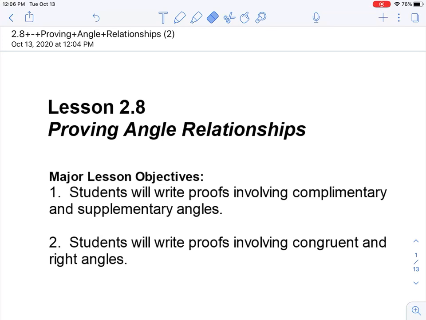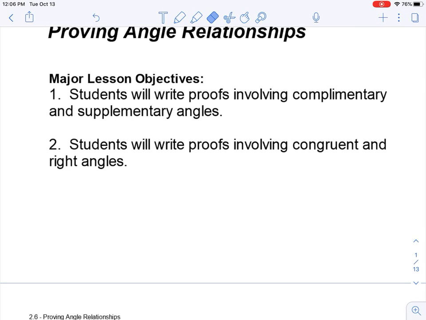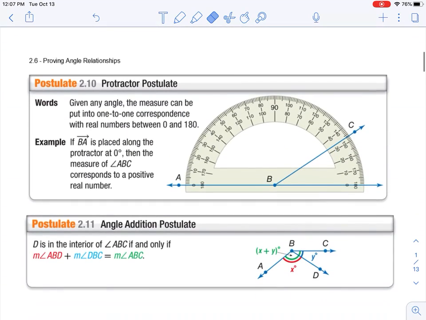Hello, today we are finishing Chapter 2 by covering Lesson 2.8, Proving Angle Relationships. You guys will be able to write proofs involving complementary and supplementary angles, as well as write proofs involving congruent and right angles. Now, we're not going to do just proving today like we did the other day. We'll do some solving of things and learning of some new postulates and theorems as well.